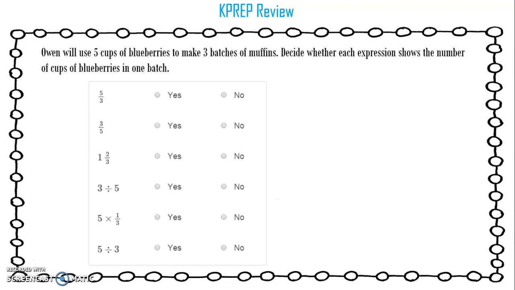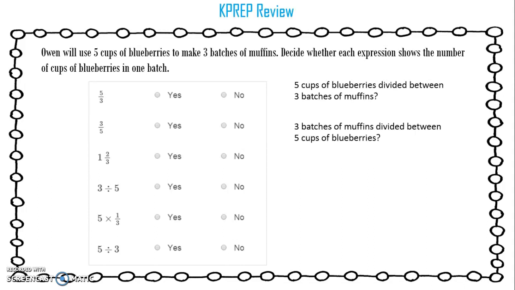My next step is going to be to decide what type of division problem this is. So we can go through and think through our problem and decide, is this telling me that I have 5 cups of blueberries divided between 3 batches of muffins? Or do I have 3 batches of muffins divided between 5 cups of blueberries? I know that last one seems a little bit silly. I'm probably not going to take my 3 batches of muffins and split them up between my 5 cups of blueberries. So I know that it's the first one, that I'm going to take my 5 cups, divide between my 3 batches. So my 5 will be my dividend and my 3 will be my divisor.